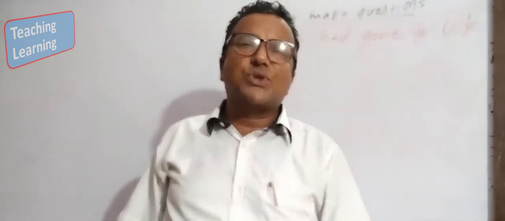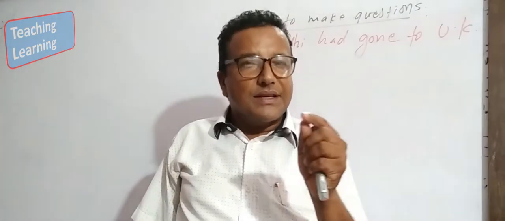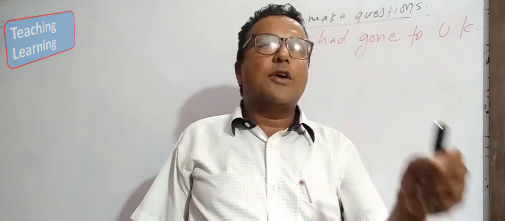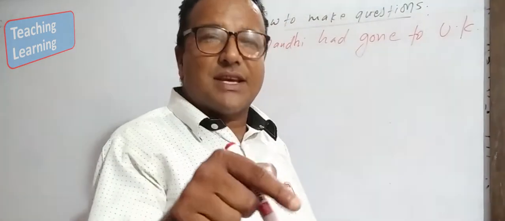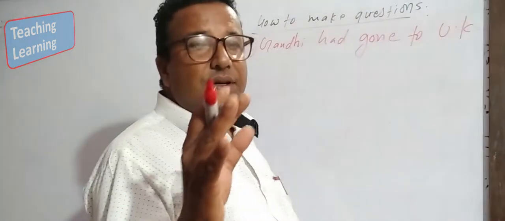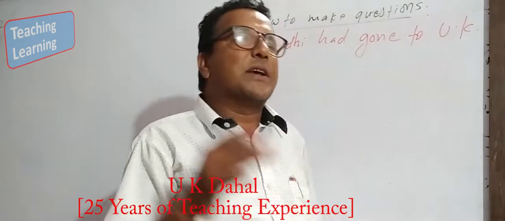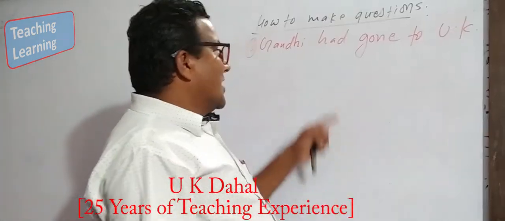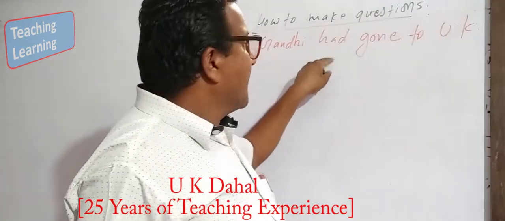Gandhi had gone to UK. It is in the tense structure. It is a positive sentence. That means it is a positive answer for conversation. We learned: Gandhi had not gone to UK. To make the negative sentence, I taught you, not is used after the auxiliary verb.